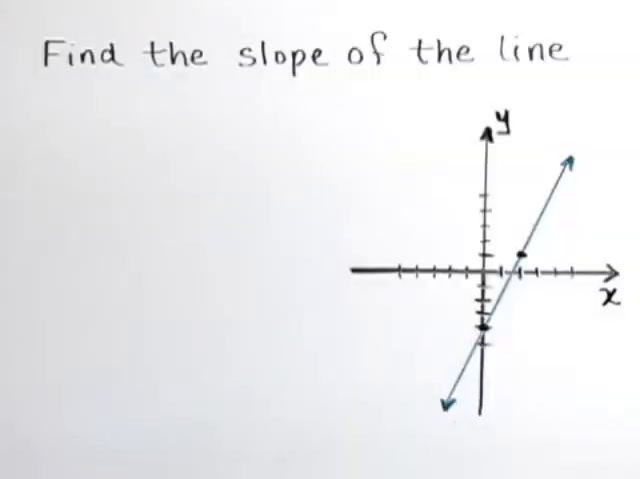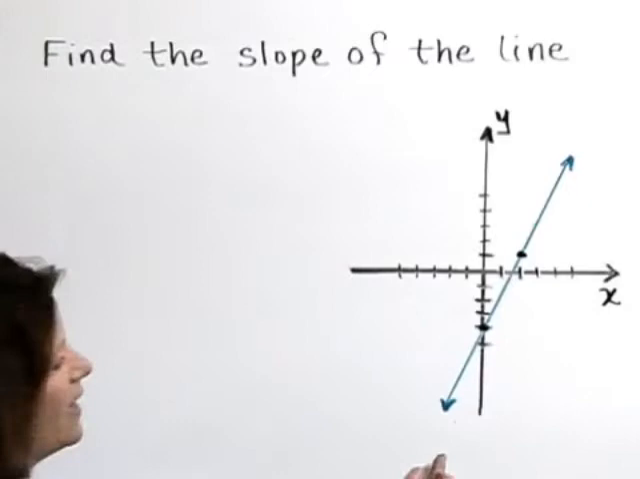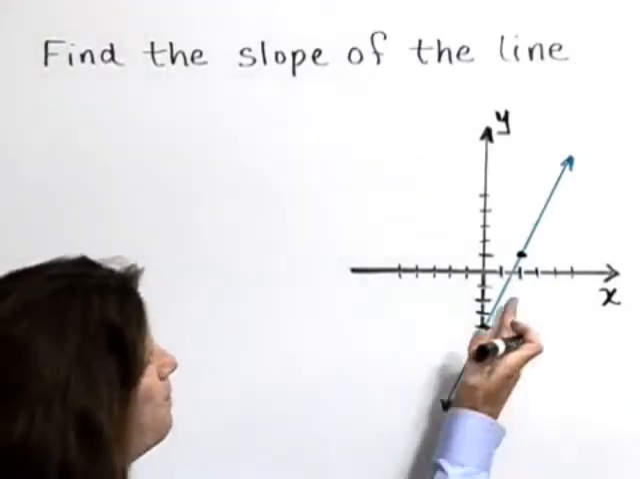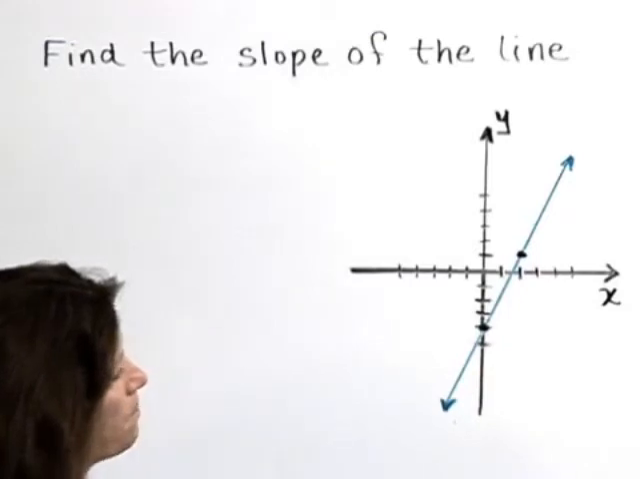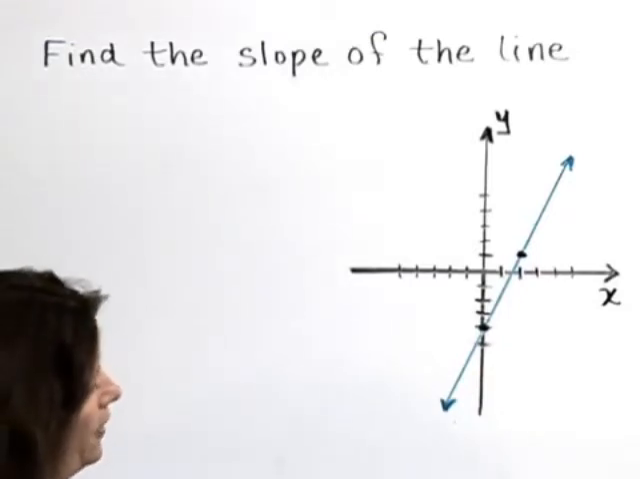Find the slope of the line pictured in this graph. Well, as we look at the line, we can see that it's going to have a positive slope. As we read it from left to right, it increases. Let's identify 2 points on the line.